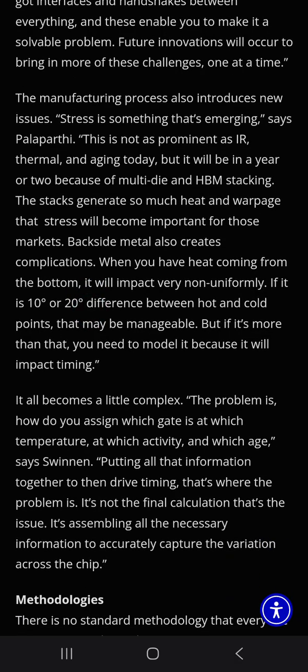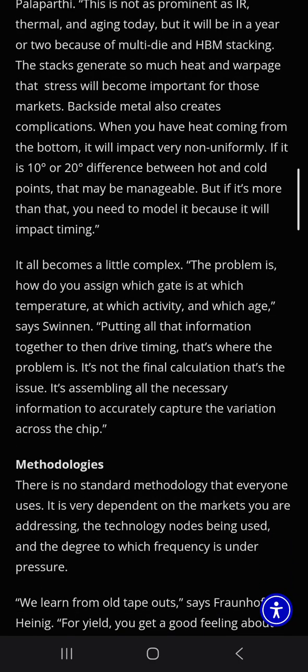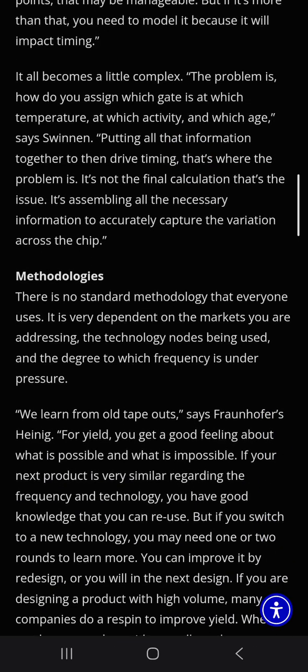The problem is how do you assign which gate is at which temperature, at which activity, and which age, said Sweden. Putting all that information together to drive timing, that's where the problem is. It's not the final calculation that's hard. It's how to assemble all the necessary information to accurately capture the variation across the chip.